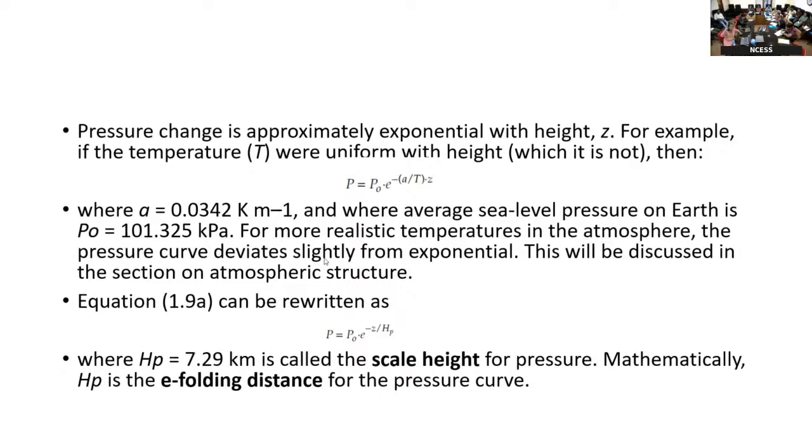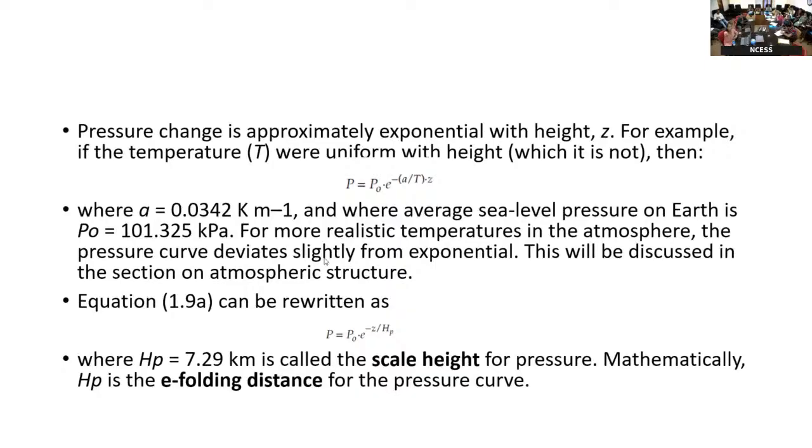We have seen that pressure varies with height. If temperature is uniform with height, we can represent it with that equation, and the value of constant A is 0.0342. The pressure at the surface is 101.325 kilopascal, or 1,013.25 hectopascal. This can be rewritten as divided by HP.